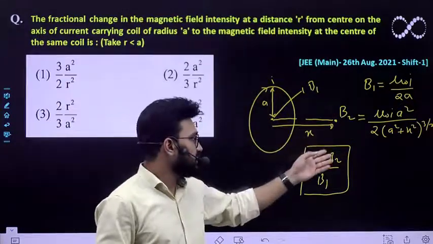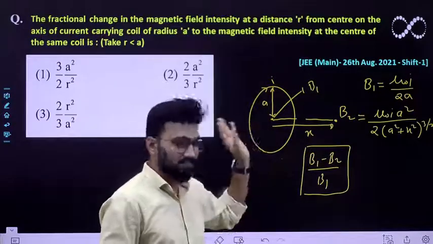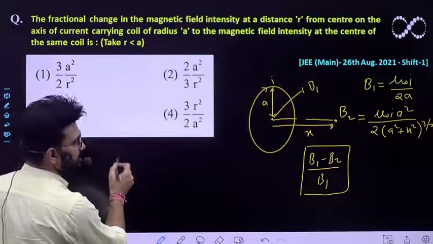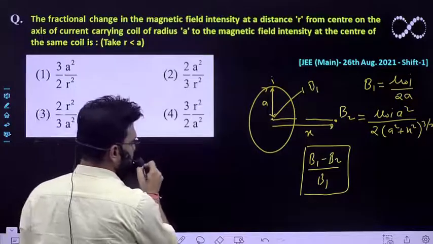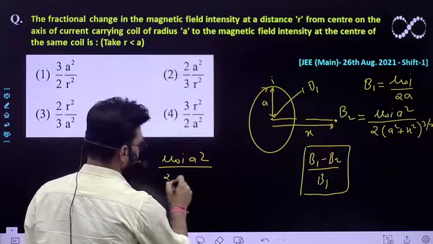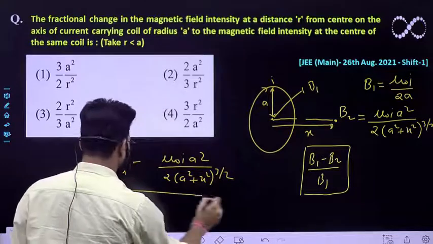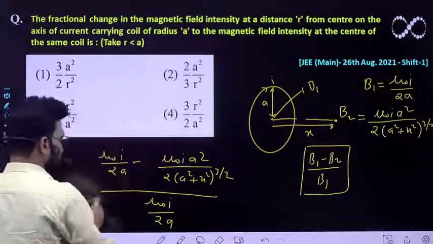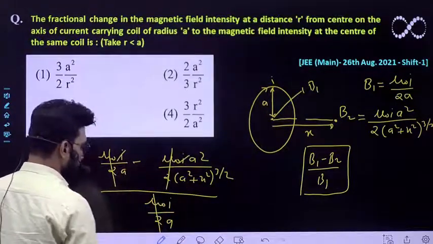Now we have to take the fractional change. What is B1 minus B2 divided by B1? This you need to find out. So we'll be doing the equation now. It is mu naught I by 2a minus mu naught I a square by 2 (a square plus x square) power 3 by 2, divided by mu naught I by 2a. So mu naught by 2 can easily be cancelled out. I can also be cancelled out.